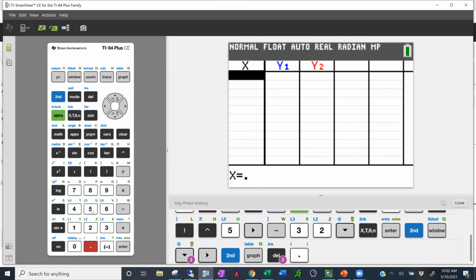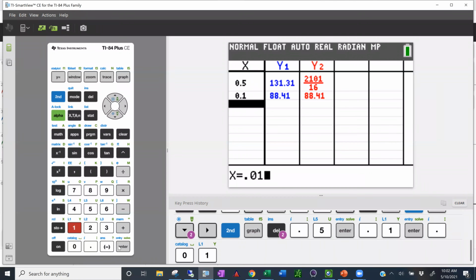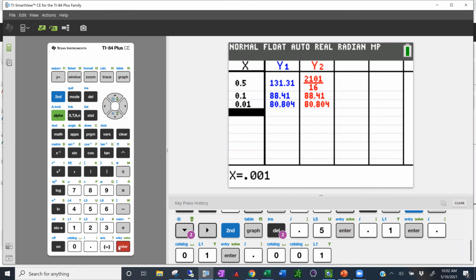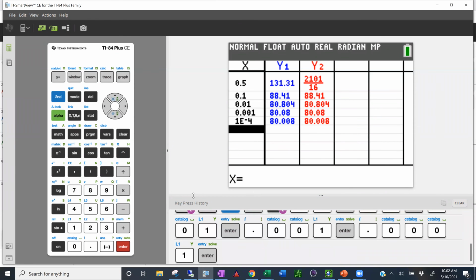So I'll start out with 0.5, 0.1, 0.01, 0.001, and I think I gotta go one more, 0.0001. And your calculator here is resorting to scientific notation. It's 1e negative 4, so that's got 3 leading zeros. So this is approaching 0 from the right, getting closer and closer to 0 from the right.